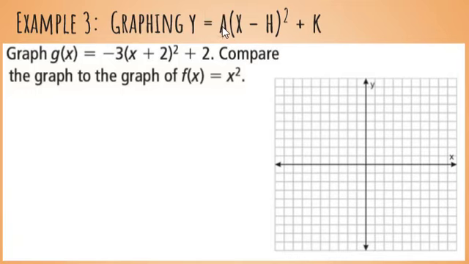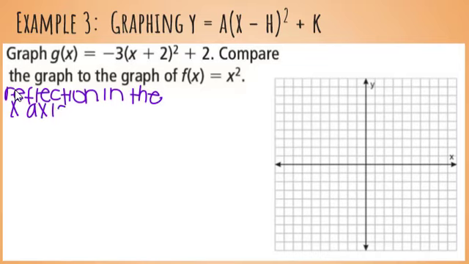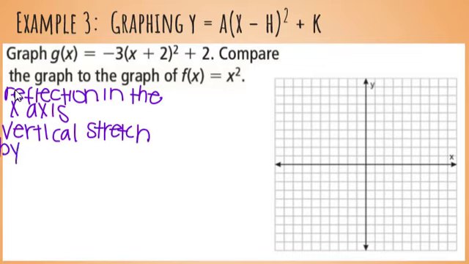Example 3 now is graphing a times x minus h, the quantity squared, plus k. So we're adding back in that transformation up or down. So first we're going to make our comparison. So I have a negative here, which means that we have a reflection in the x-axis. Then we have the 3. So the 3 is a vertical stretch by a factor of 3.